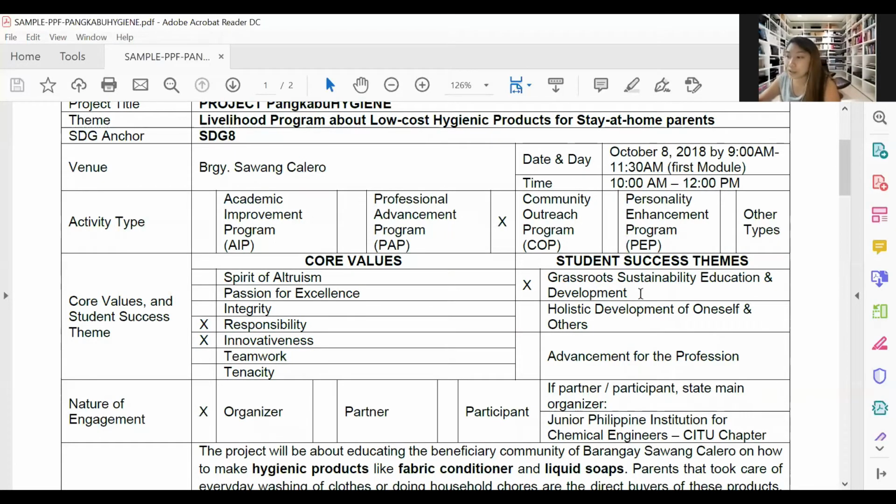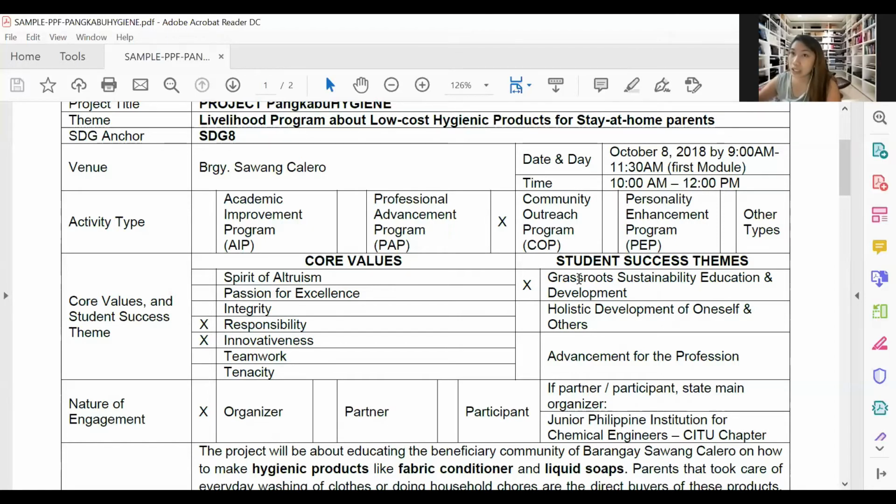For the student success teams, will it be grassroots sustainability, education, and development? Will it be holistic development of oneself, somehow related to the personality enhancement program, or advancement for profession, which is for the professional advancement program? Holistic development could also be AIP, or academic improvement program. If we want to reach out to a community, more likely it's grassroots sustainability education. We should not only provide a one-time activity, like for example a feeding program for good health and well-being in terms of malnutrition.